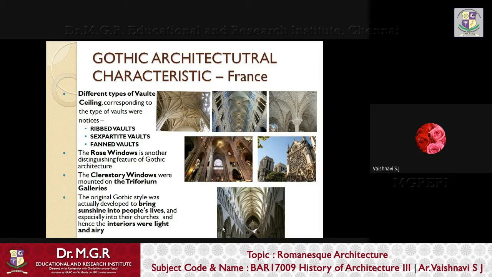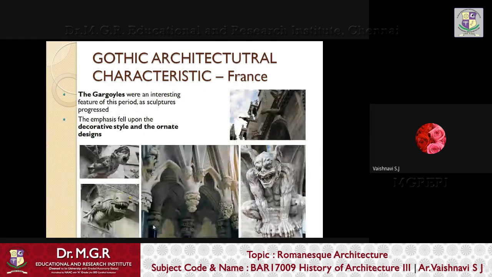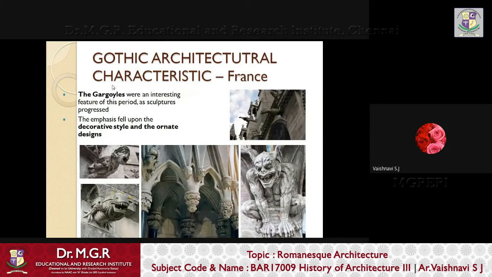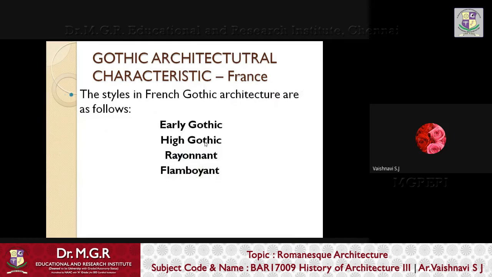So they had high ceilings, and the interiors were airy and very lifted. And the gargoyles were used mainly. So they had different types of gargoyles being used, which would depict the devil also. They used all these gargoyles as sculptures in the front facade, and then they gave emphasis on decorative style and ornate designs. And even in the French Gothic, they had subdivided into these categories.